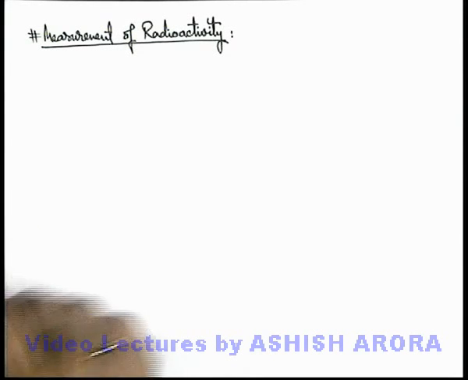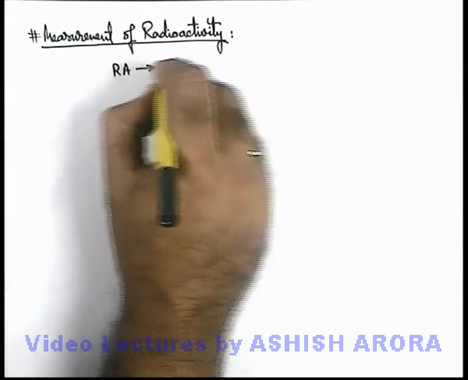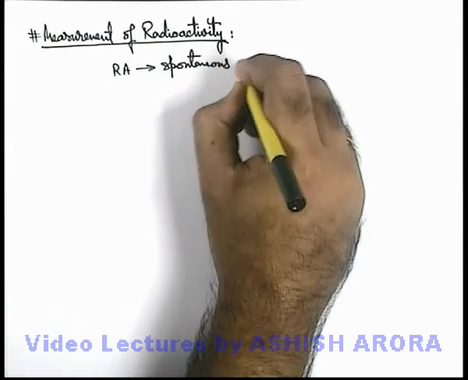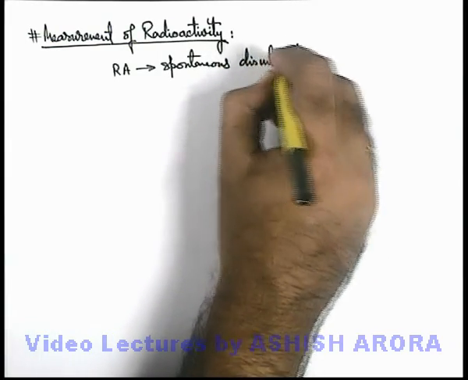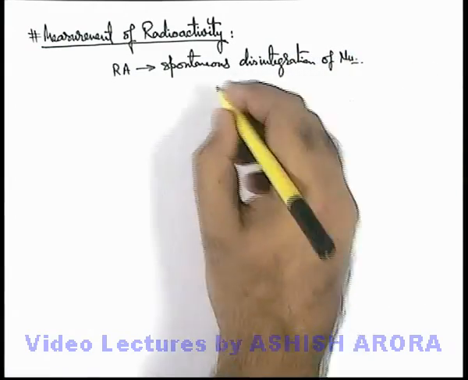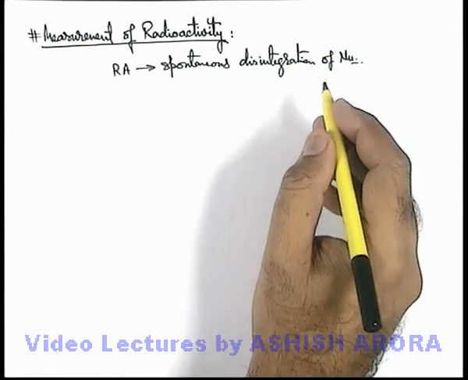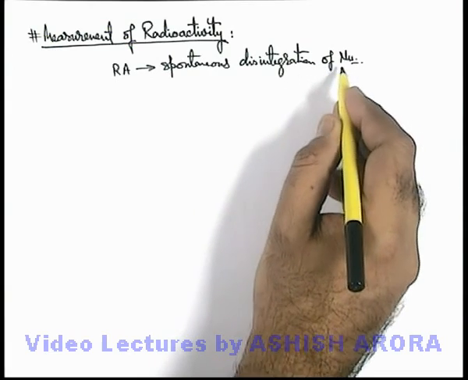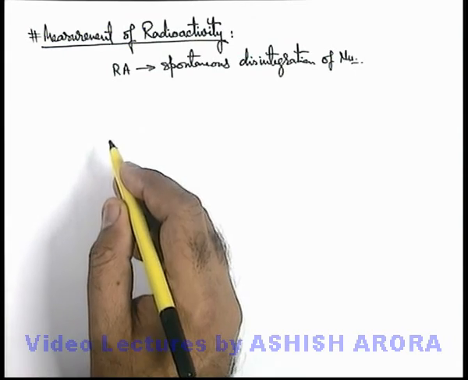Now let us study about the measurement of radioactivity. About radioactivity, we have studied that it is the spontaneous disintegration of a nucleus. One nucleus splits apart into smaller nuclei all by itself. That phenomenon we call radioactivity. It occurs because the nucleus becomes relatively unstable due to some reasons, and it achieves stability by radioactivity.